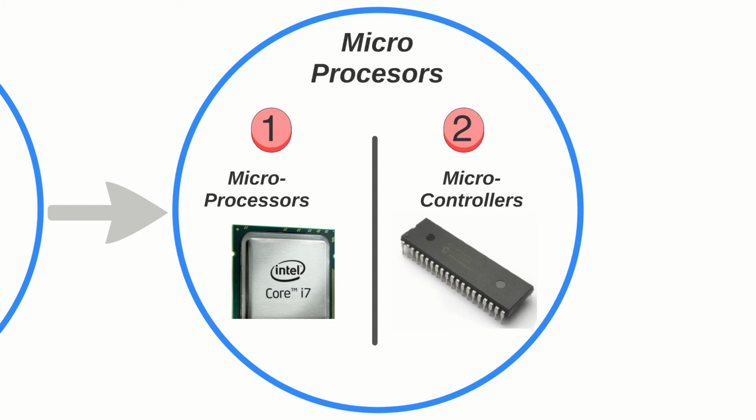For us, the word micro is important because it is used as a prefix for processors. There are two types of processors which are related to microtechnologies. The first one is microprocessors and the second one is microcontrollers.